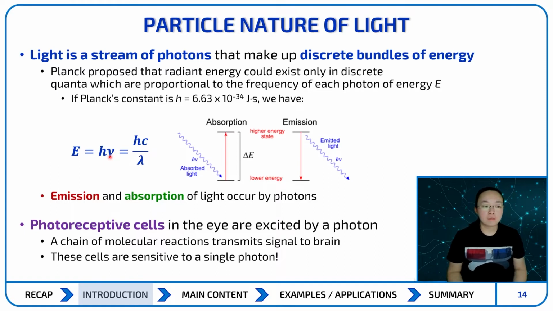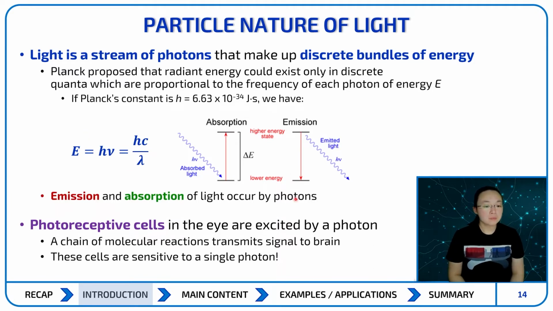Because we have another equation for the frequency of the wave, the wavelength equation, where c is equal to frequency times wavelength, we can replace frequency with c over lambda. So you get this as the equation for photon energy.